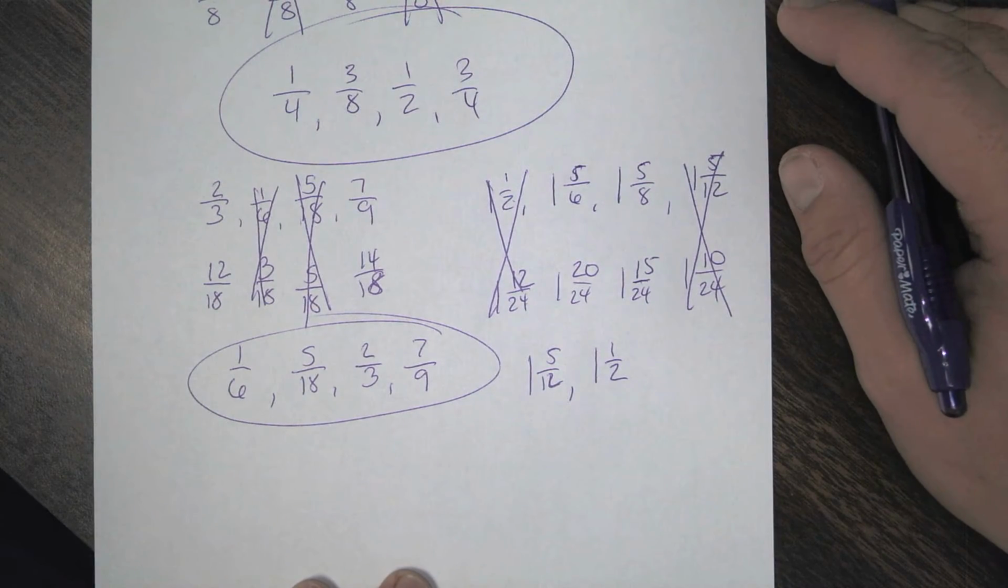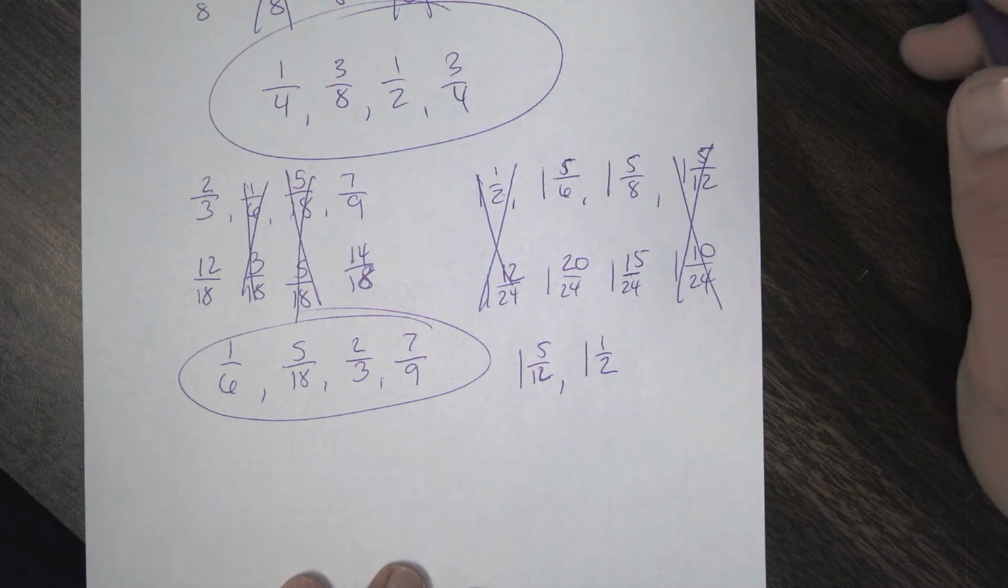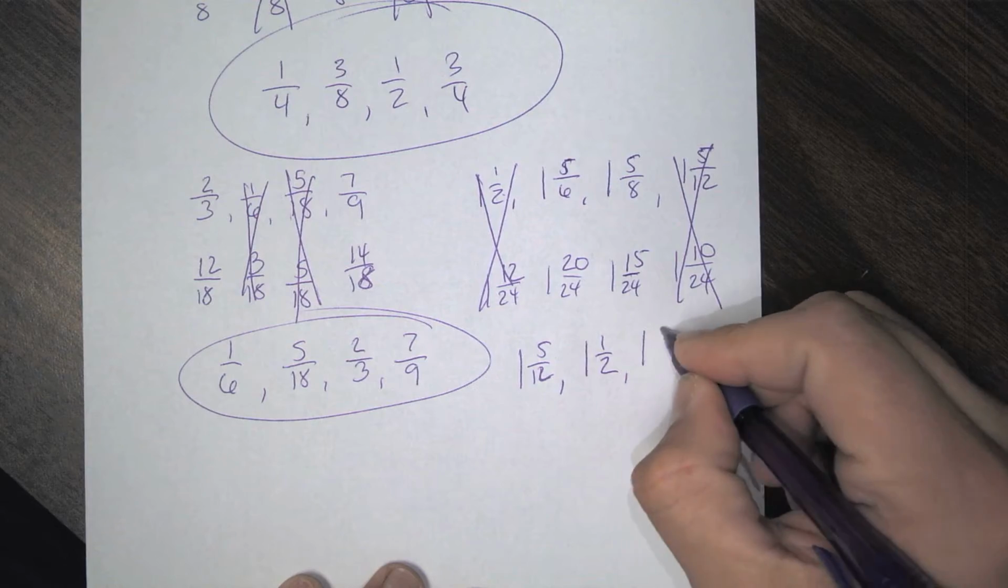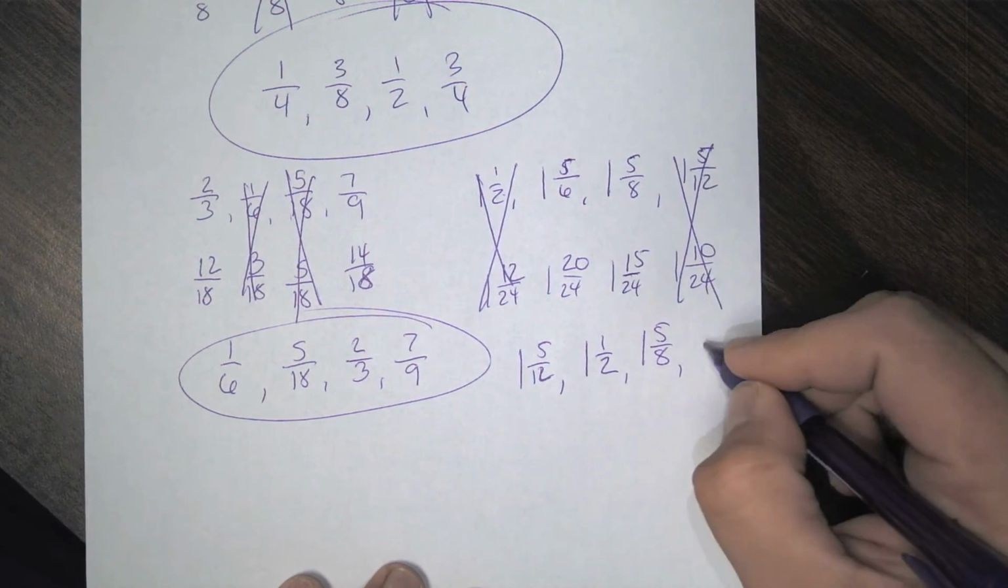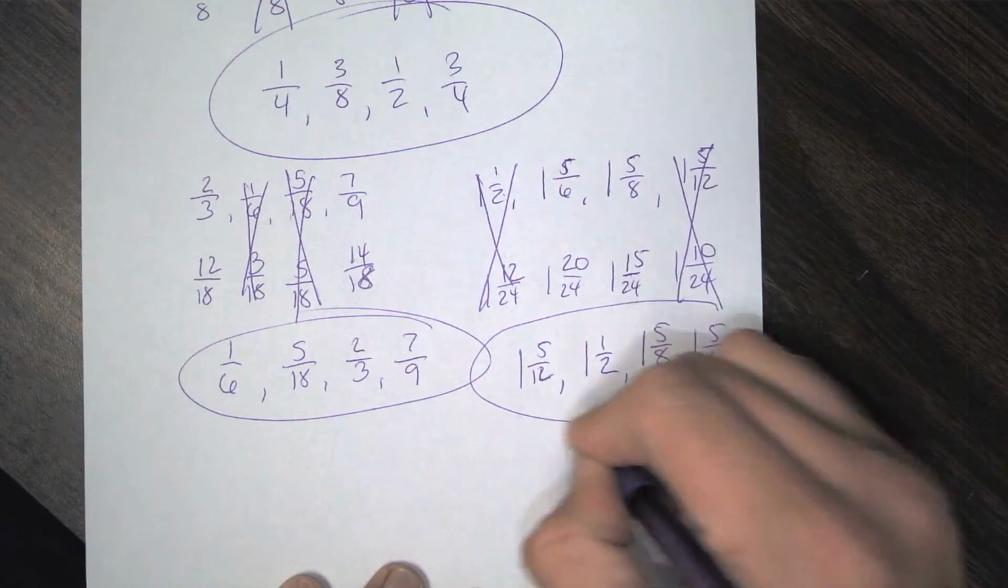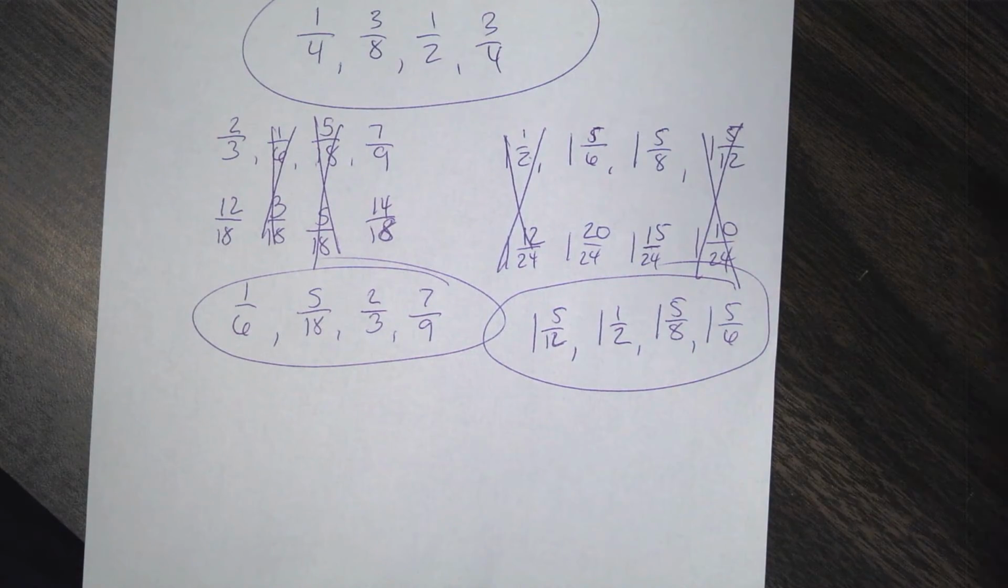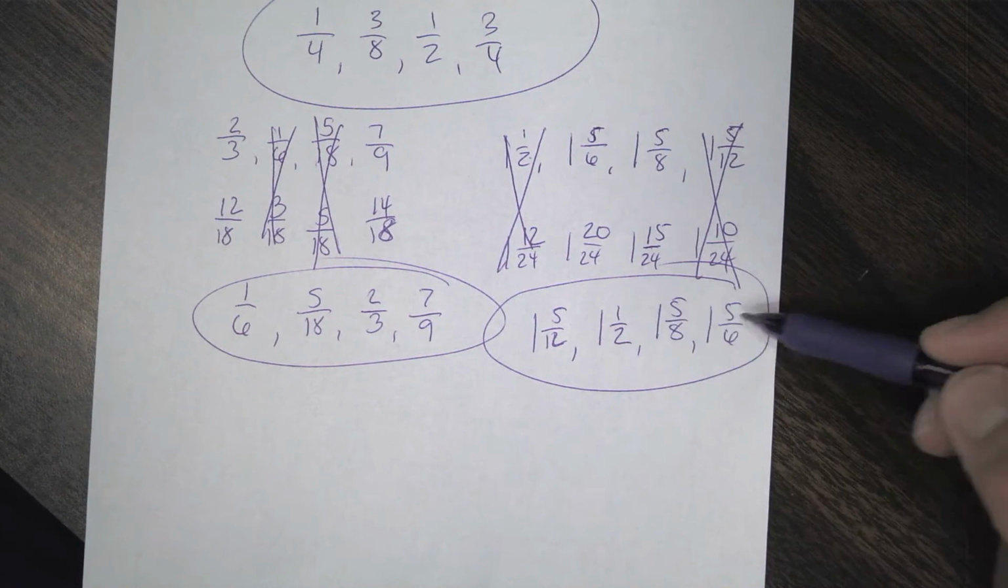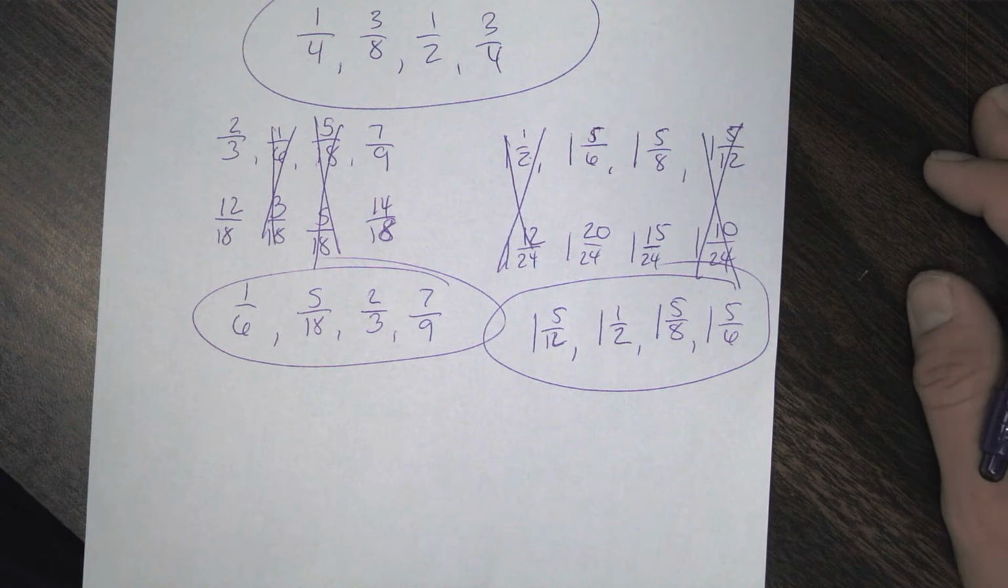Okay, what's the next one? What's left? Kylie? The 15. So 1 and 5/8. And then the last one would be 1 and 5/6. So that's how that would be ordered: 1 and 5/12, 1 and 1/2, 1 and 5/8, and 1 and 5/6.